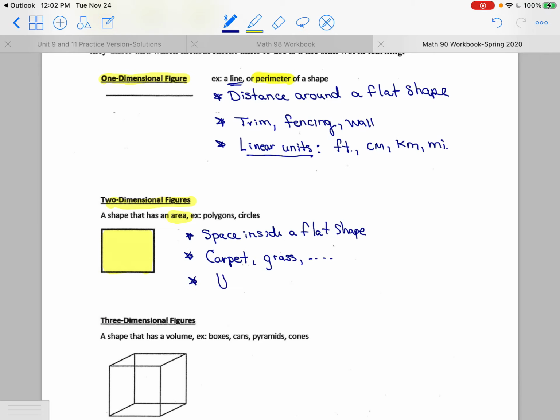And in our area units, our units are always squared. Okay, units squared, so we might have feet squared, centimeters squared, miles squared, and so forth. And be careful, we don't square the number. We don't square the number. We square the units themselves.